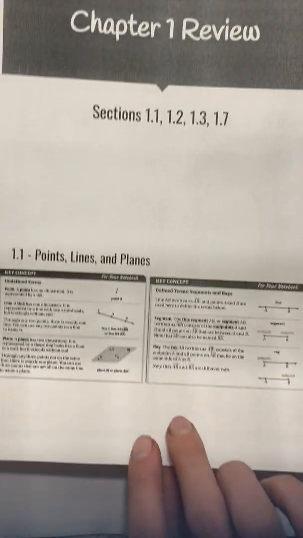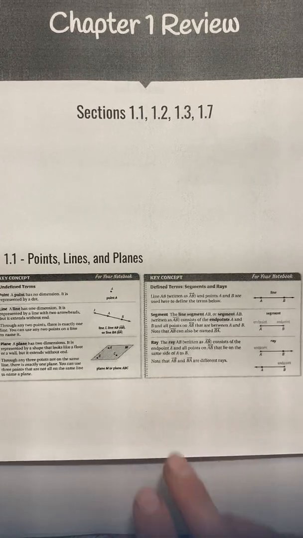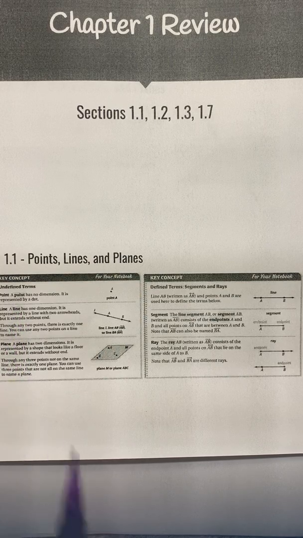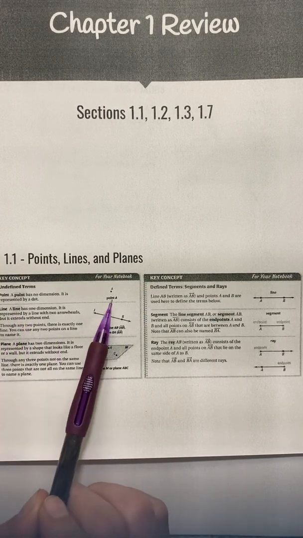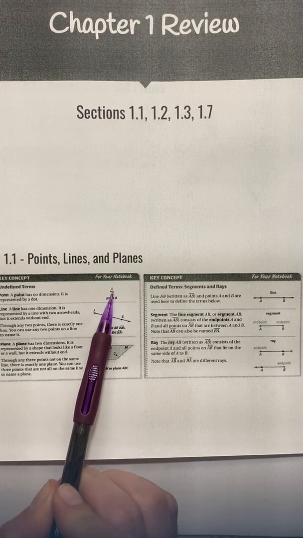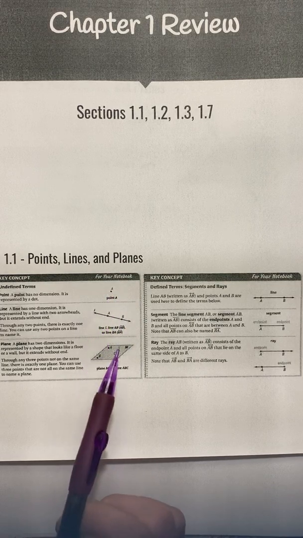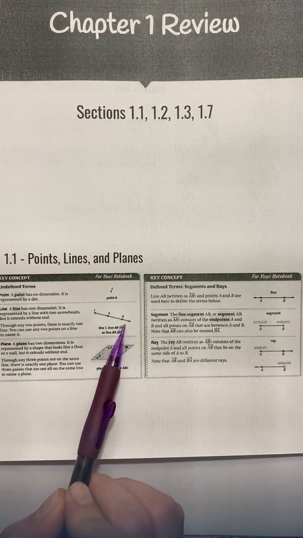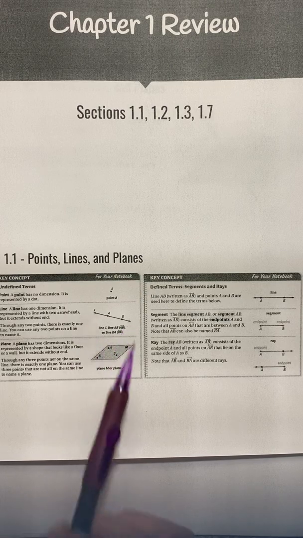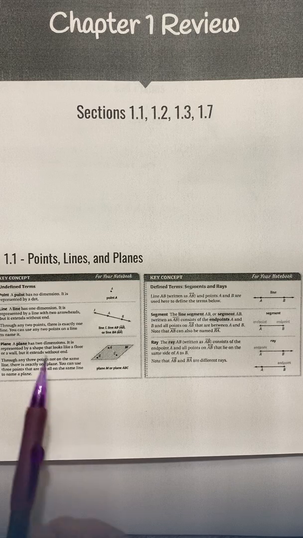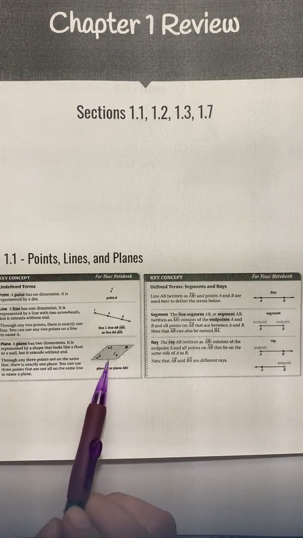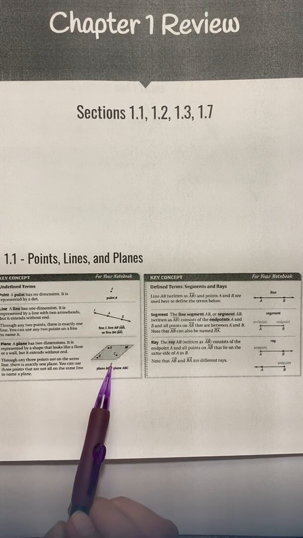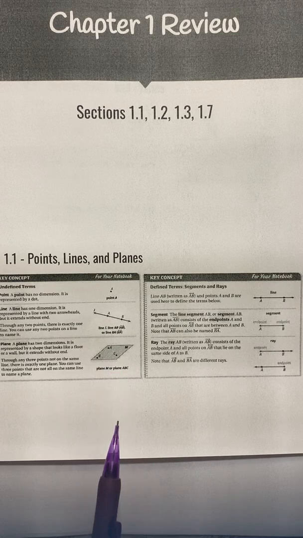All right, so first section here, 1.1, points, lines, and planes. So over here, we have point, line, and plane. A point, remember, is just a location. It's a dot. We always have to label it with a letter. A line, one dimension. Remember, it goes forever in both directions, so we have to include arrows on the end. And then we have a plane, which is 2 dimensions, because it extends both horizontally and vertically. And then we have different dots on it, so different points.